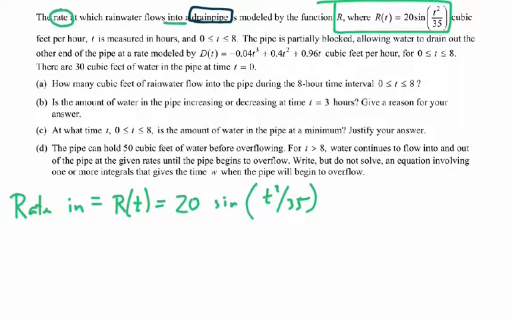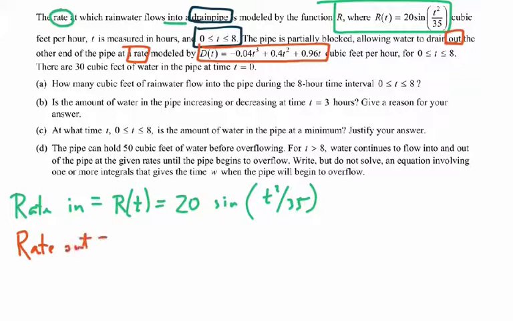Great. Let's keep going. We have some time values. Those are going to be important for later. Then it says that the pipe is partially blocked, allowing water to drain out. Out the other end, at a rate modeled by d of t, where d of t is this weird cubic equation. And that's going to be the rate out. I'm not going to write the full d of t, that's fine. Cubic feet per hour, again, between 0 and 8.